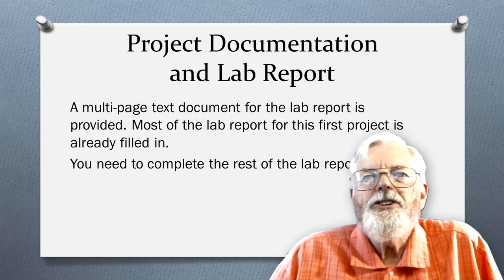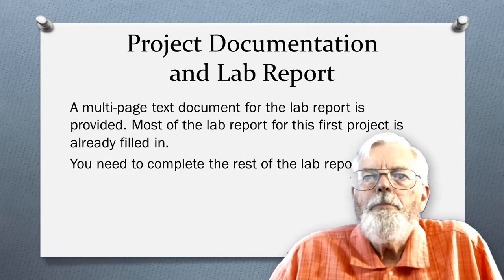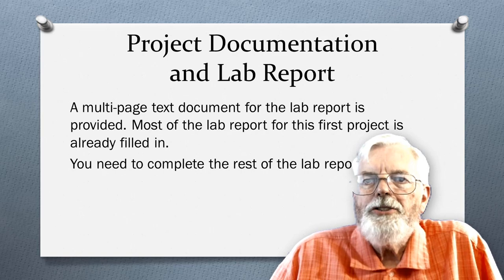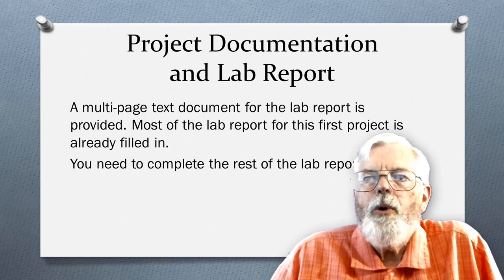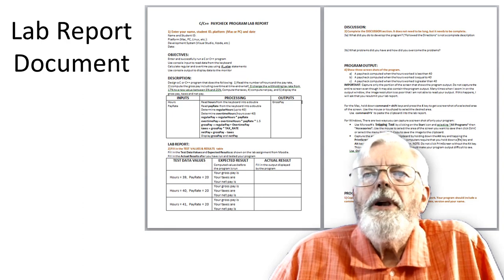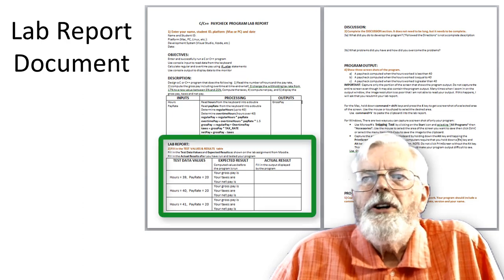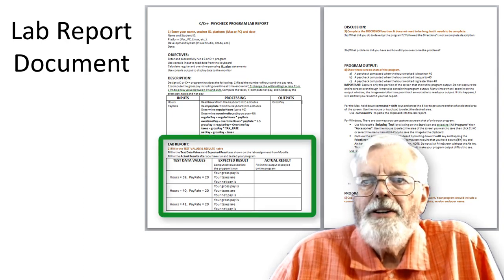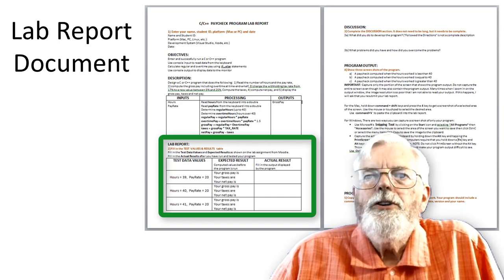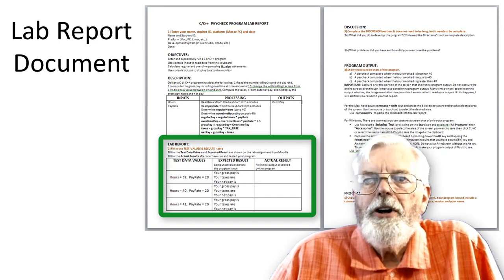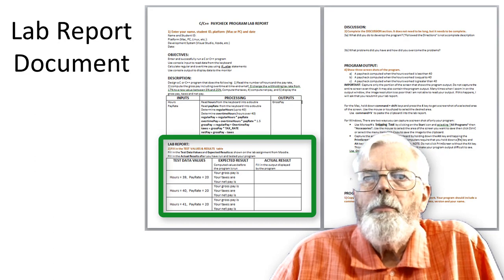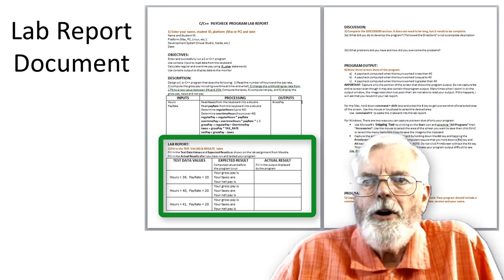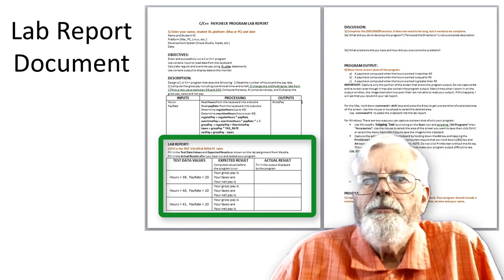Project documentation and lab report. A multi-page text document for the lab report is provided. Most of the lab report for this first project is already filled in. You need to complete the rest of the lab report. You need to complete the test values and results table. I have already provided some sample test values. If you use any values other than 39, 40, and 41 hours, or a pay rate other than $20 an hour, you need to update this table.